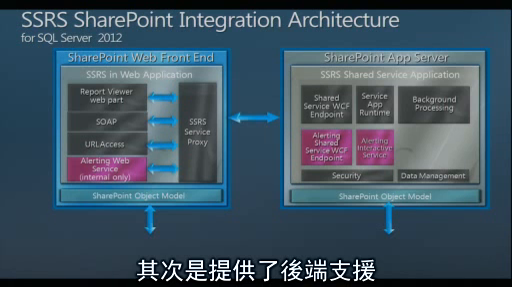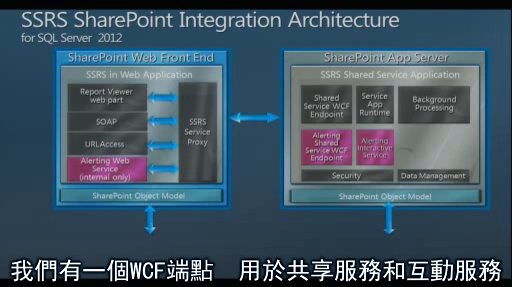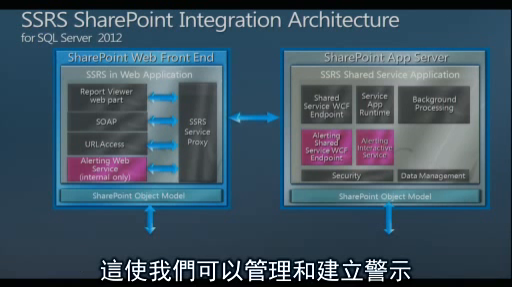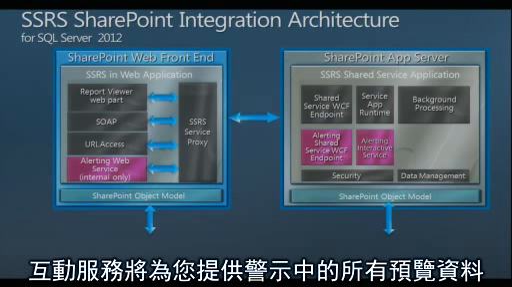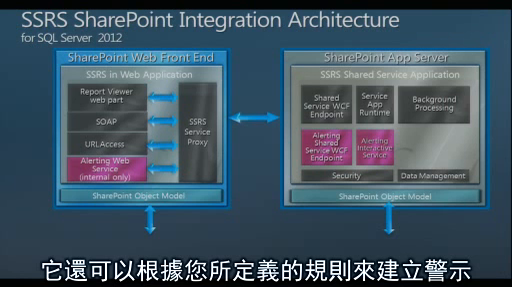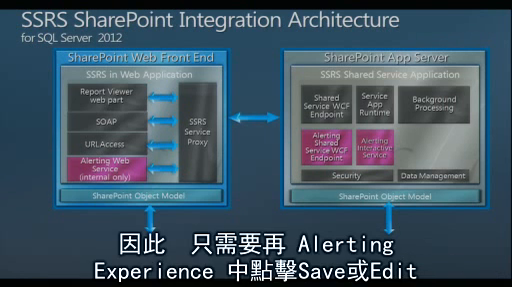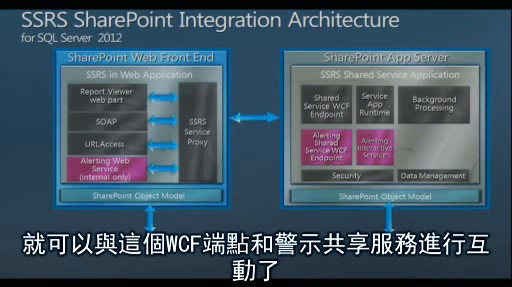The second piece is in support of the overall picture. We have a couple of things on the back end. We have a WCF endpoint for our shared service and an interactive service. What this allows us to do is manage and create alerts. The interactive service is the piece that's going to provide all of the preview data that you have in alerts. It's going to be able to create the alerts based off of the rules that you've defined. So whenever you press save or you press edit within the alerting experience, you'll be interacting with this WCF endpoint and the alerting shared service.